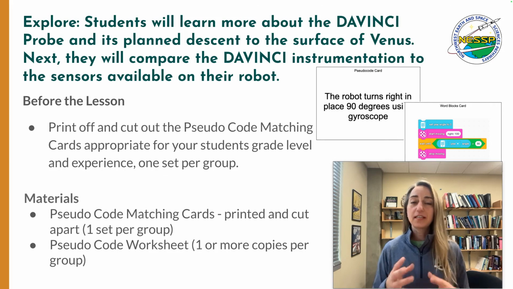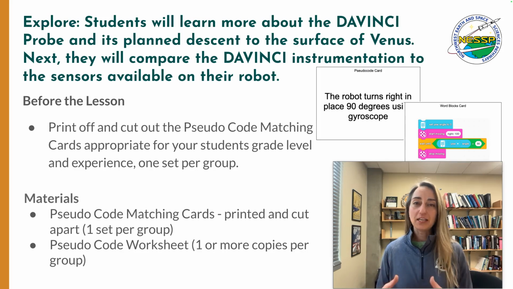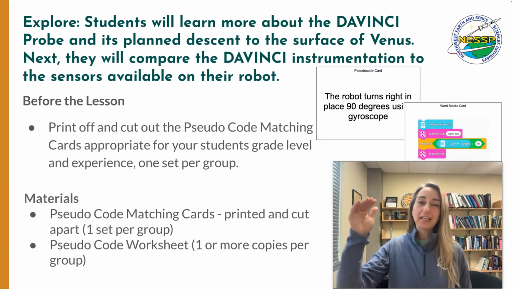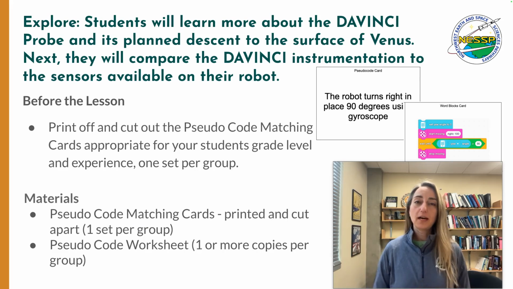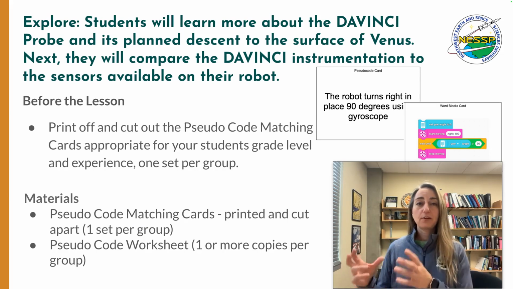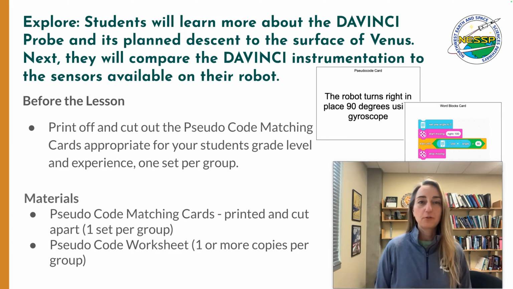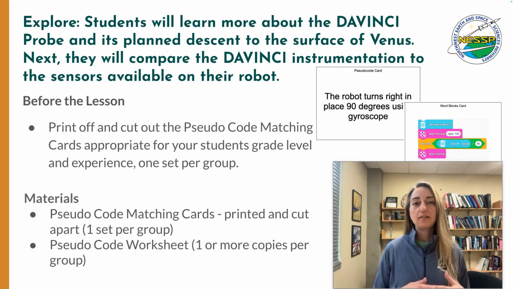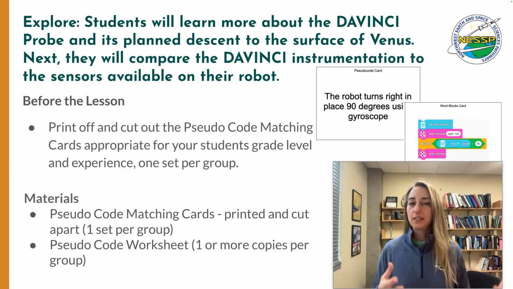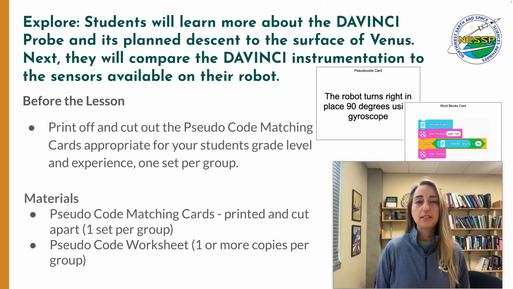They're also going to start thinking a little bit about how to give their robot instructions by completing a pseudocode matching game, which helps them understand how to write plain language instructions for their robot and then match those plain language instructions to the type of block code that is used by the LEGO Spike rovers. If you choose to do that part of the lesson, you just need to print out the appropriate set of cards for your group of students.